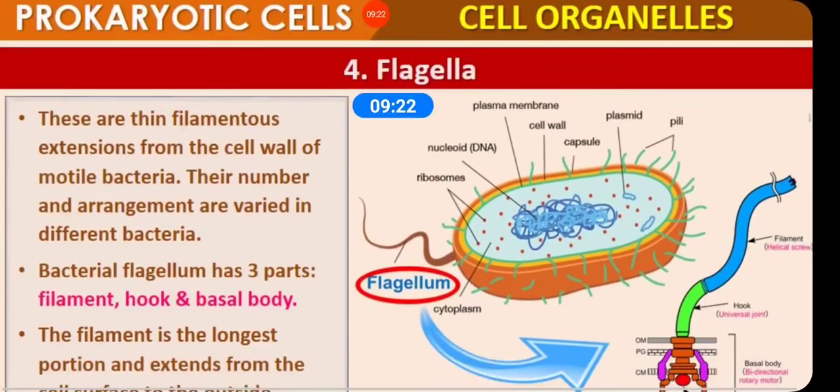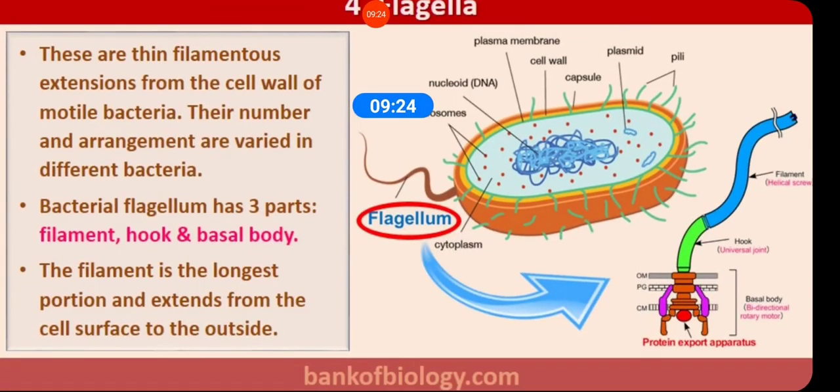Now, flagella. They are thin filamentous extensions from the cell wall of the motile bacteria. What is motile? Motile means those bacteria which can move. Their number and arrangements are varied in the different bacteria. There are three parts, you can see in this diagram. Please have a look. They have three parts: filament, then the hook, and then the basal body. With the basal body, it is attached to the bacteria.